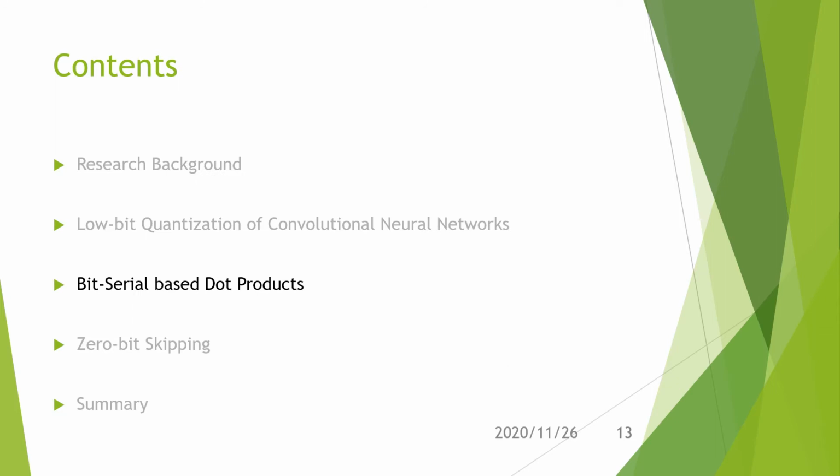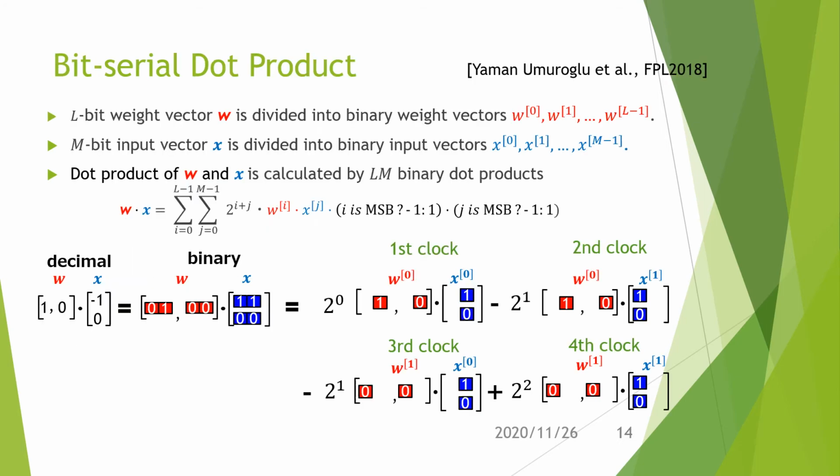Next, I'd like to introduce the bit serial-based dot product and its performance. In a bit serial dot product, the L-bit weight vector W is divided into binary weight vectors.